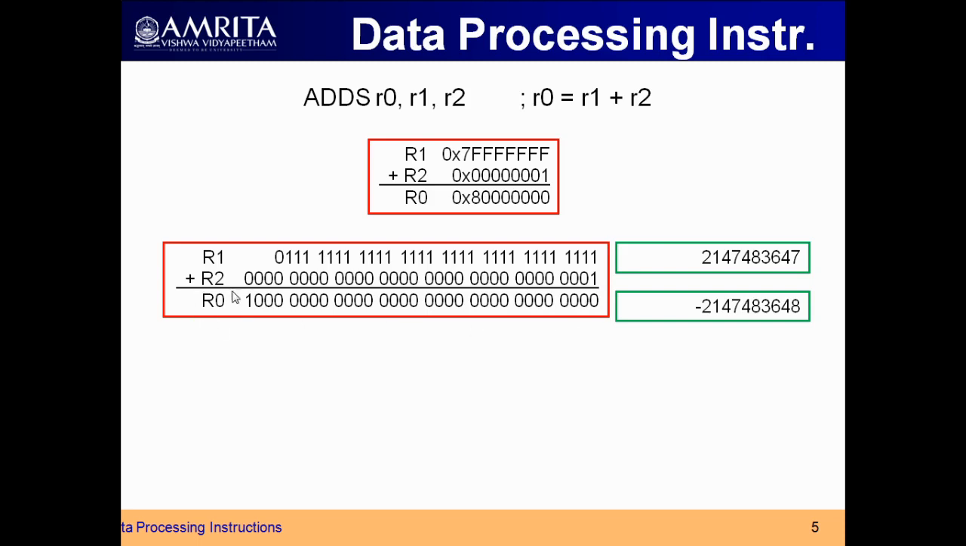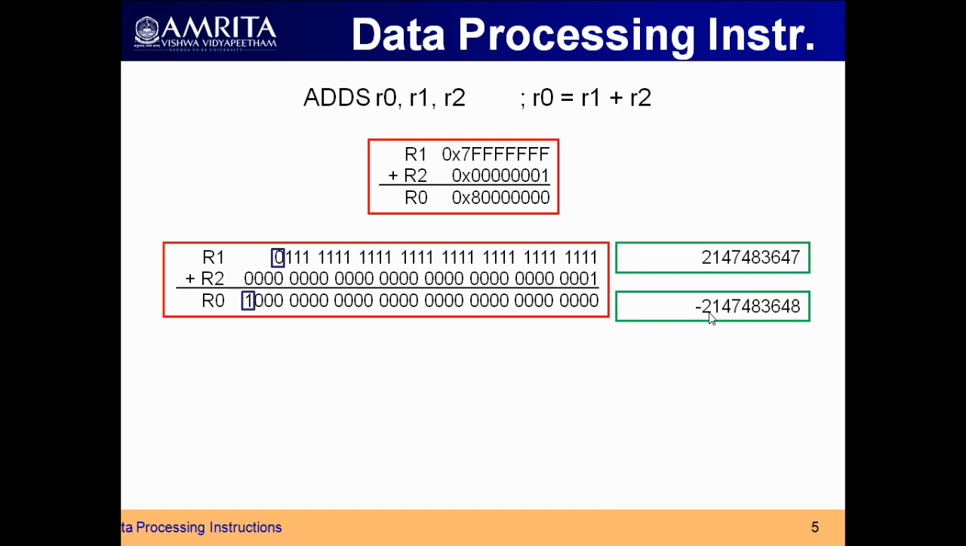So what is this number? This is a negative number. A 1 in the MSB shows that this number is negative. That means when you add 1 to 7FFFFFFF, what has taken place? The MSB of R1, which is the sign bit, where 0 shows that it is a positive number, has been changed to 1. 0 has been changed to 1. That means a positive number has overflowed to a negative number. When you add 7FFFFFFF with 1, the maximum possible positive number has changed to a negative number.